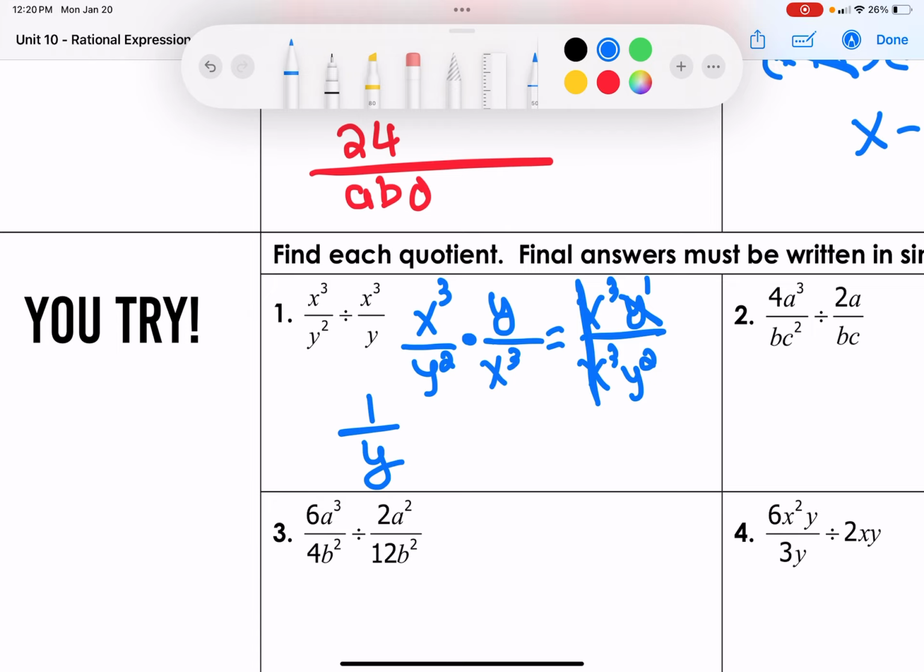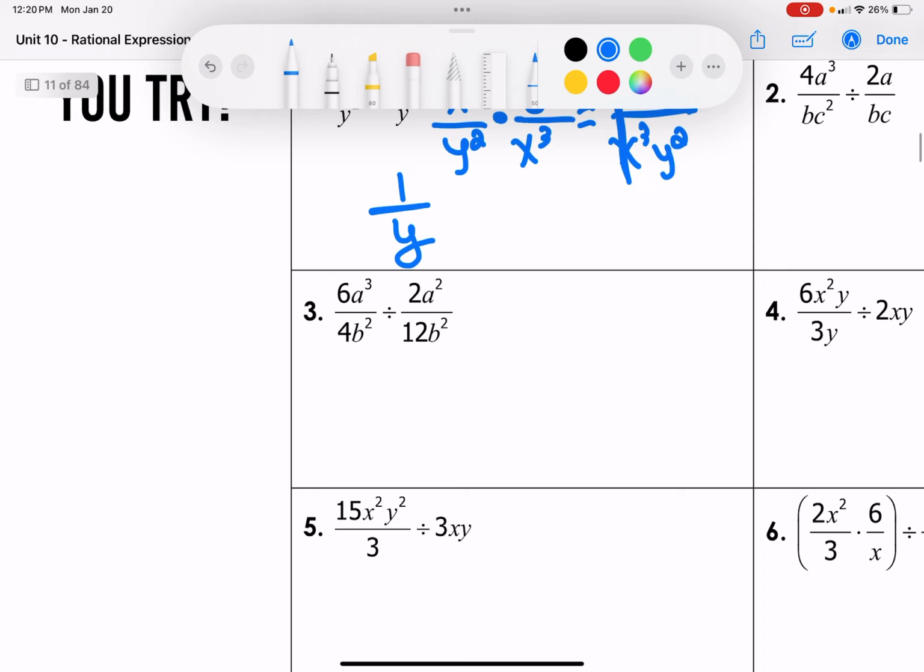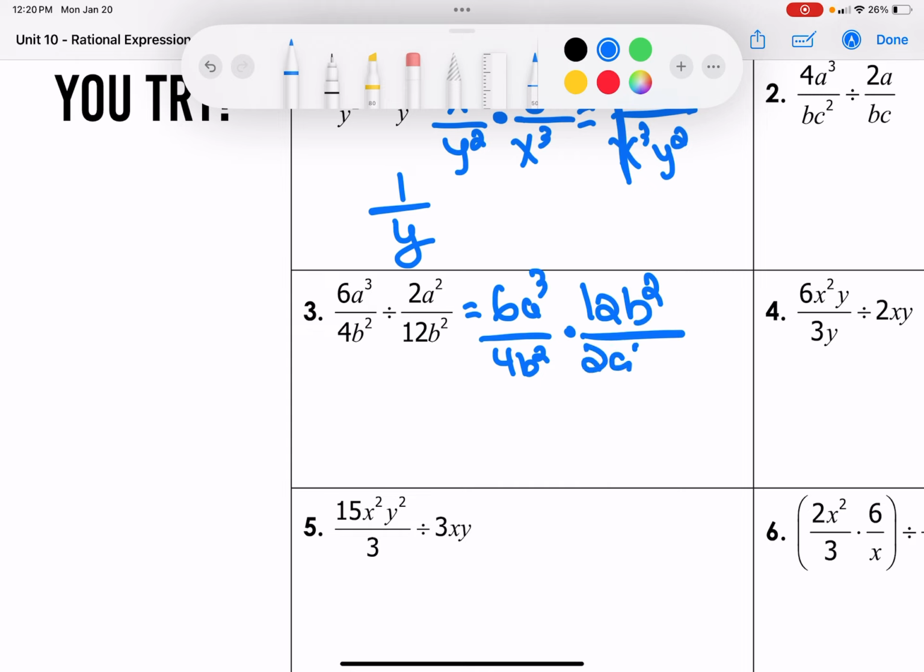I have 6a cubed over 4b squared divided by 2a squared over 12b squared. Multiply times the reciprocal. So now this becomes 6a cubed over 4b squared times 12b squared over 2a squared. All right, I'm just going to multiply across.